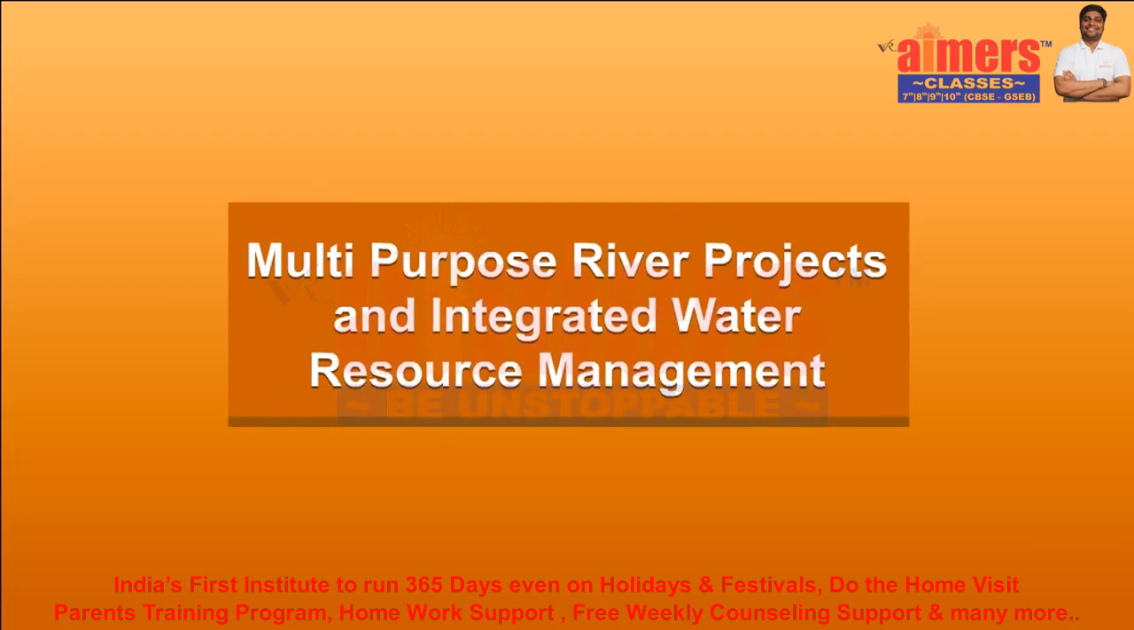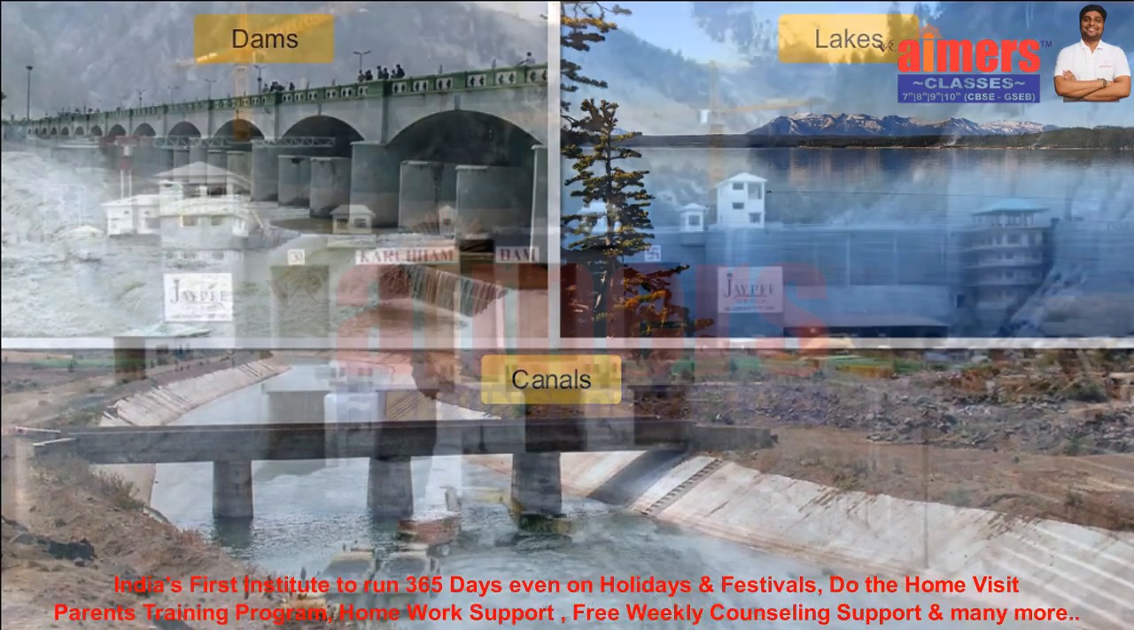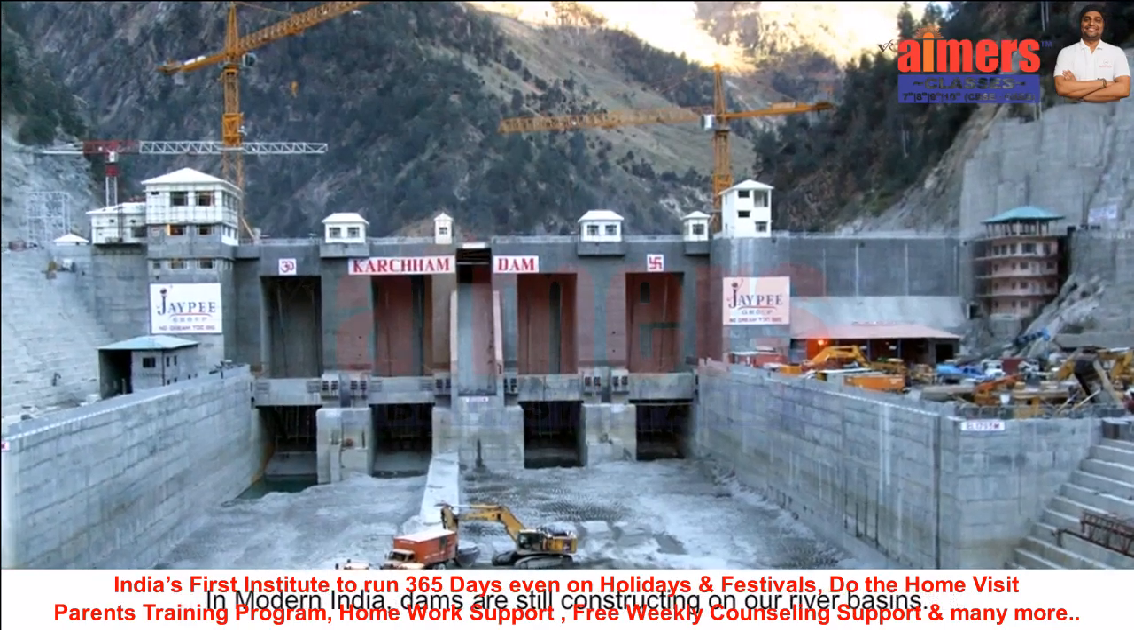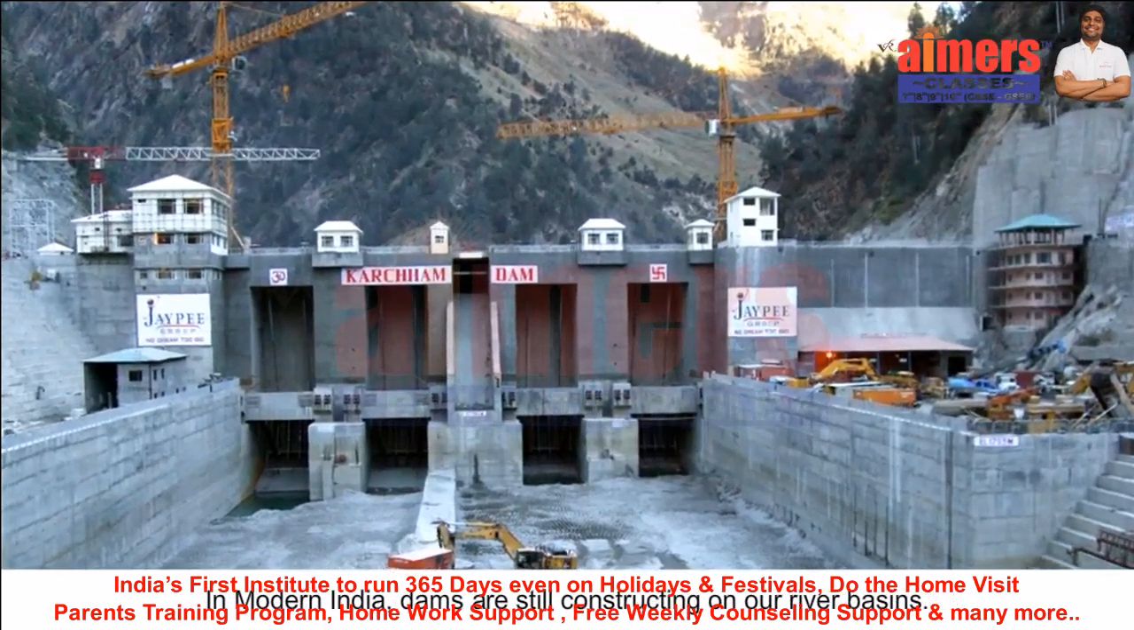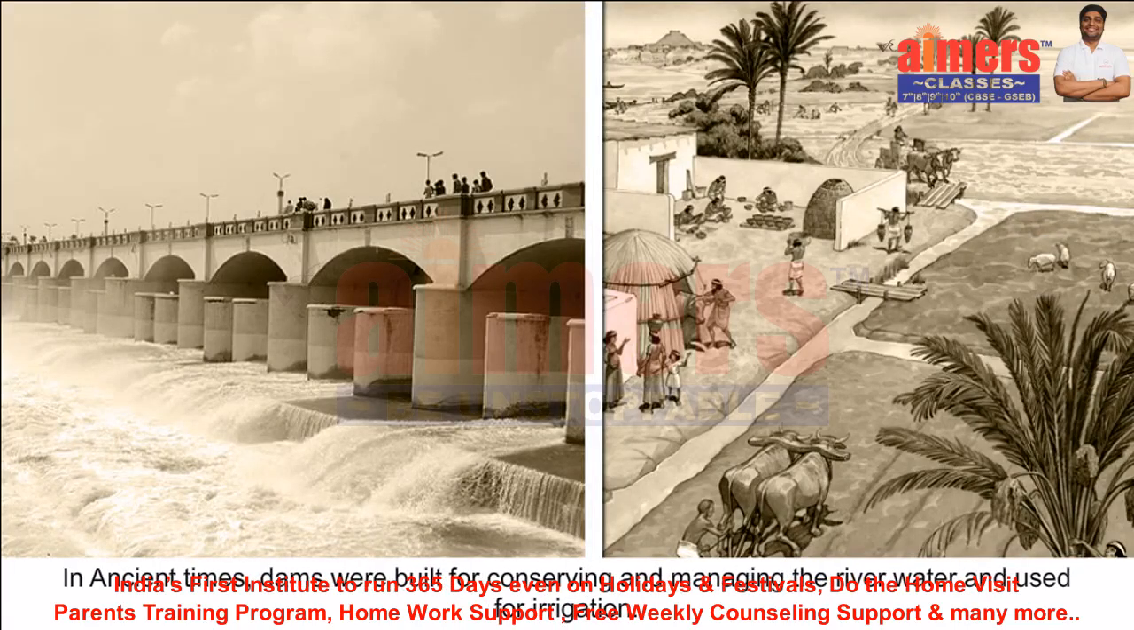Multi-purpose river projects and integrated water resource management. In ancient times, dams, lakes and canals were constructed for irrigation purposes. In modern India, dams are still being constructed on our river basins. In ancient times, dams were built for conserving and managing river water and used for irrigation.